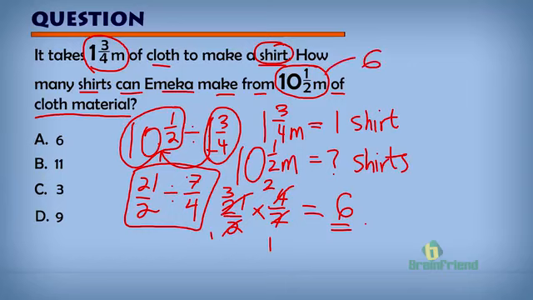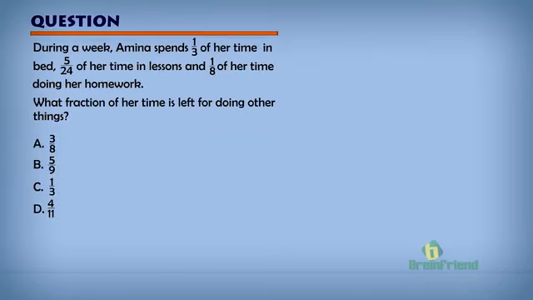So let's see which of our options are correct. Is it A, B, C, or D? Option A has 6, and that is correct. Next, let's take a look at this question.